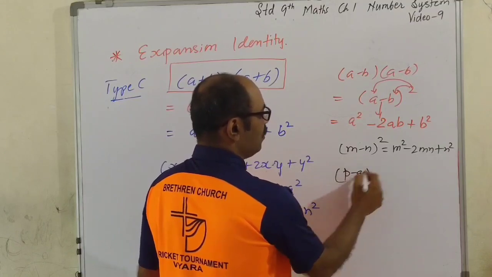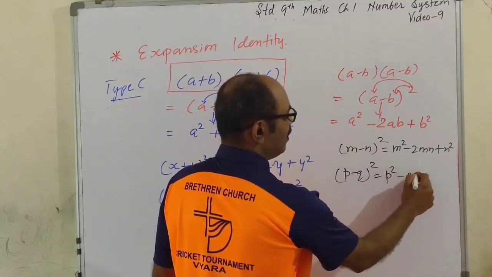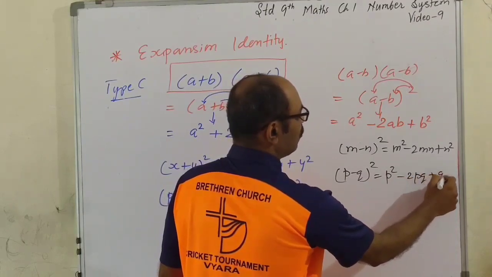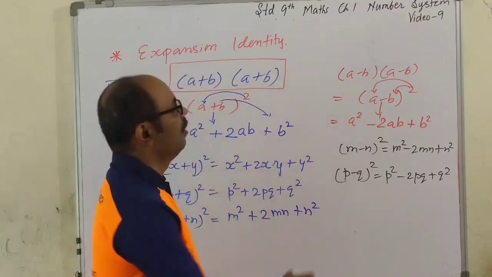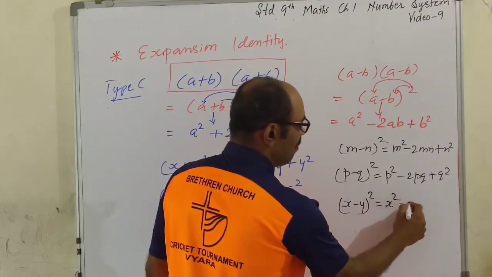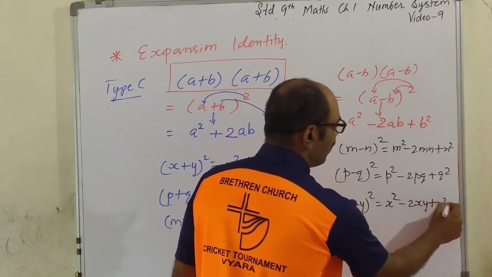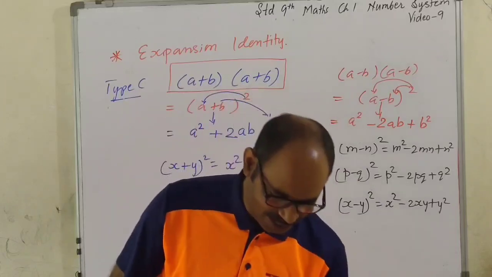P minus q whole square. Square of binomial. बोलिए p square minus 2pq plus q square. Okay, understood? All right, x minus y whole square. X square minus 2xy plus y square. This is just revision. We are recalling. You have already learned. Okay.